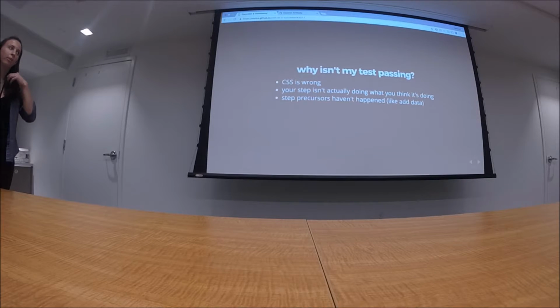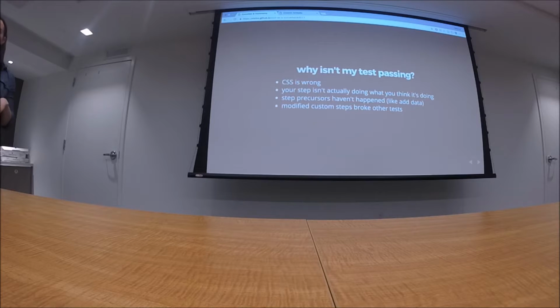Step precursors haven't happened. So for Hootenanny, a lot of times we're working with adding data sets, and if it can't find a data set already added, then it's obviously going to fail because it can't find it. So we have a makefile that automatically loads data in, or you might have to tell the test itself to add data, but you have to make sure that the things you need in order for the test to work are happening before you run the rest of the test. Or, in my case, I've modified custom steps that have broken every other test. So if you're using a step in multiple tests, you want to make sure that you fixed it in other places that it's used.